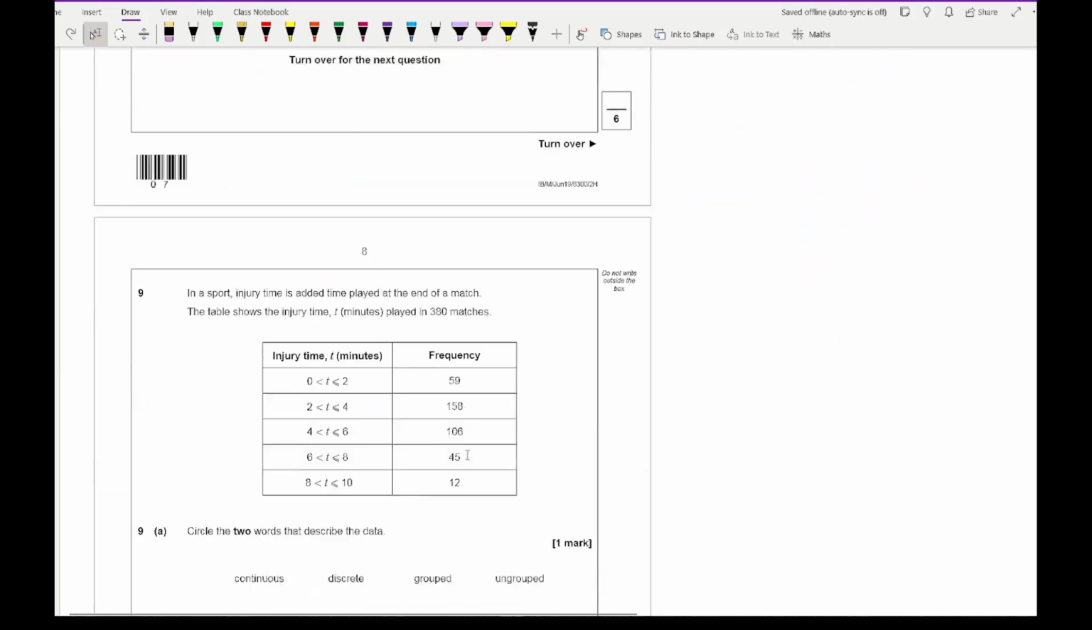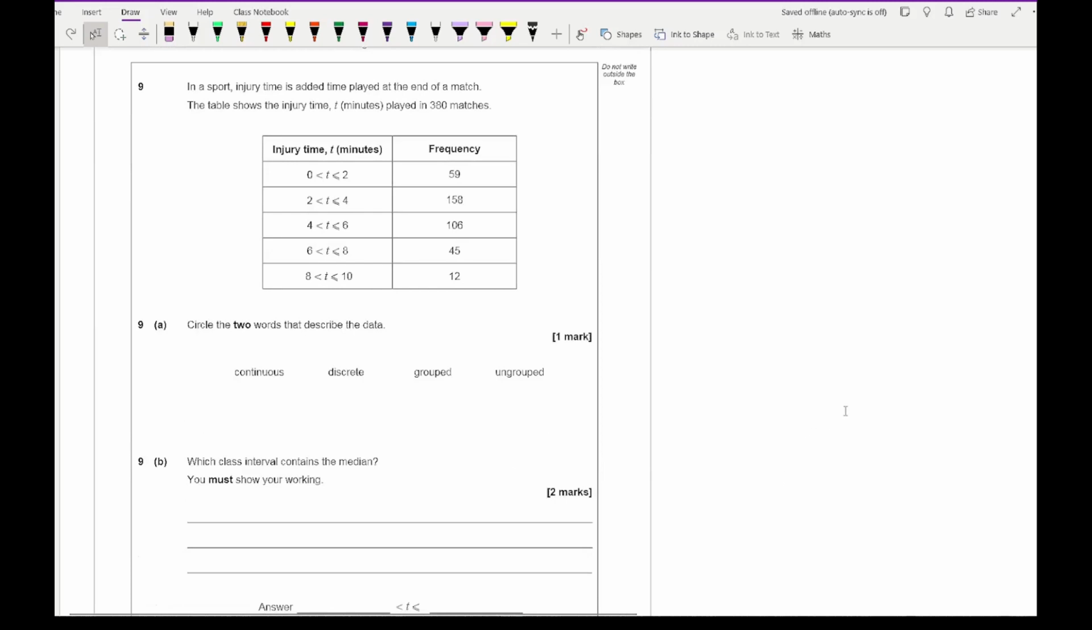minus 2. Then looking at question 9, it says in a sport, injury time is added at the end of a match. The table shows the injury time, T minutes, played in 380 matches. So question 9a says circle the 2 words that describe this data.